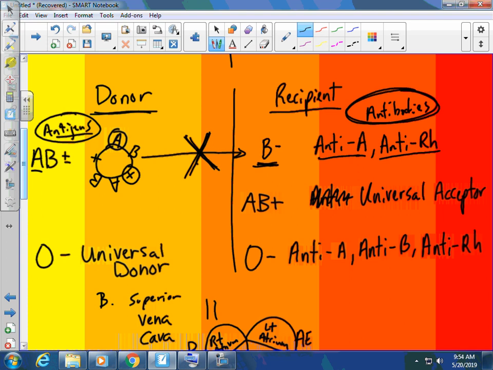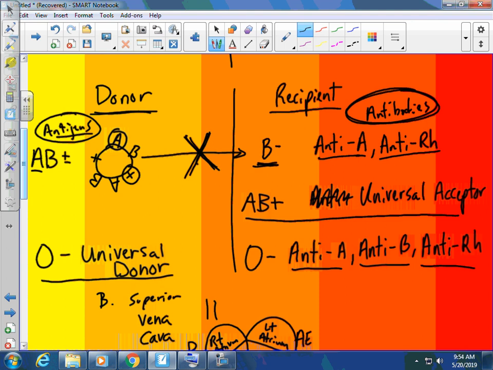Okay, so AB positive really is not a very good donor, but it's a great acceptor because AB positive has no anti-A, no anti-B, and no anti-Rh. So it can accept from all blood types, making it the universal acceptor. O negative, on the other hand, has anti-everything, so that's not a good recipient, but it's a great donor because there's nothing, no surface antigens to attack.